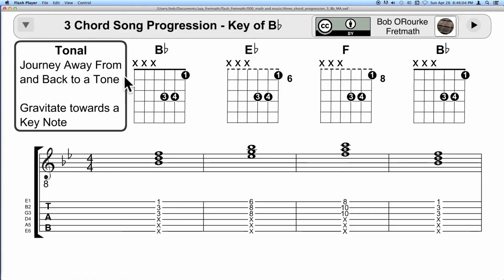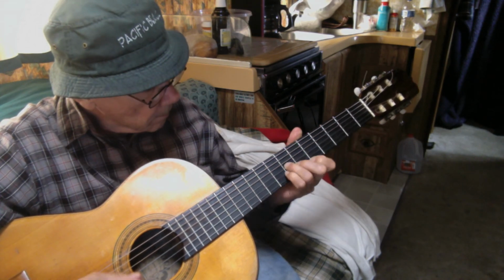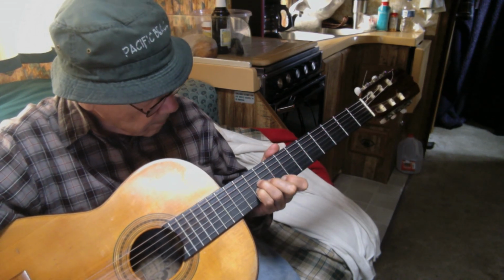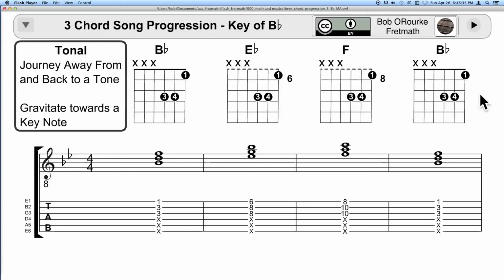Next, we'll take a look at a simple 3-chord progression and get an idea of the horizontal and vertical math of harmonic progression. This will show how the frequency and interval relations change as we move along in the music. These are the frequencies on the chord diagrams.